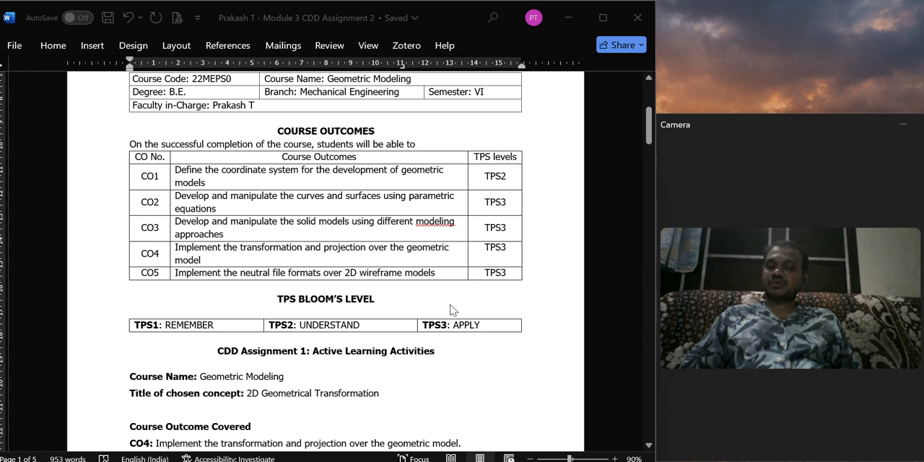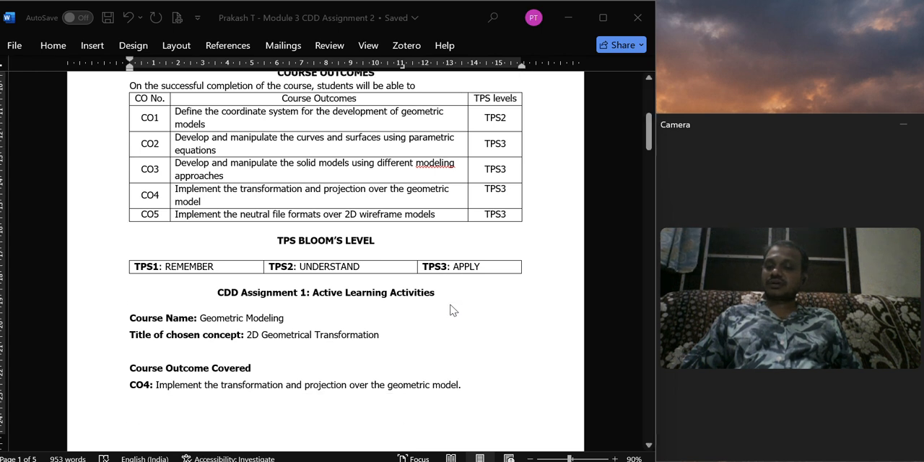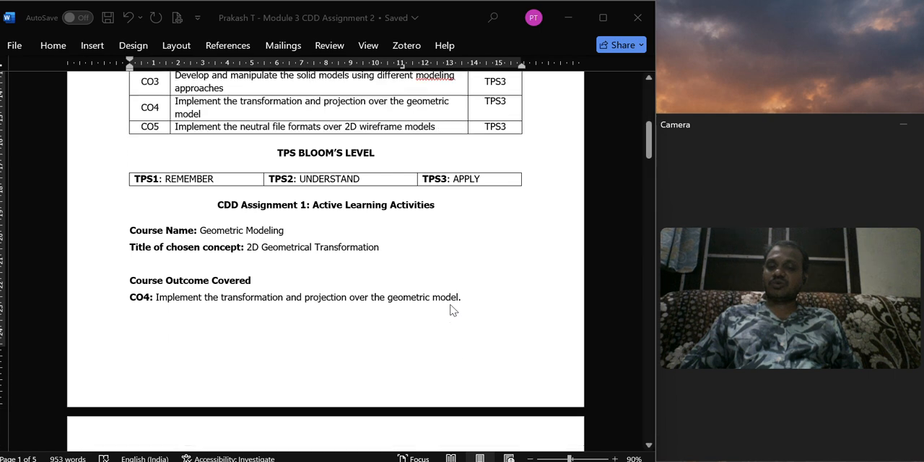Most of the course outcomes are TPS 3. TPS stands for Tyagaraja Proficiency Scale. Normally in our institution we follow this scale. I am going to the topic called 2D geometrical transformation in geometrical modeling. This topic covers course outcome 4: implement the transformation and the projection over the geometrical model.